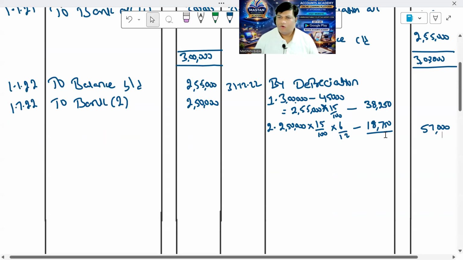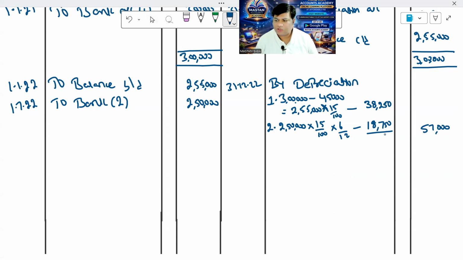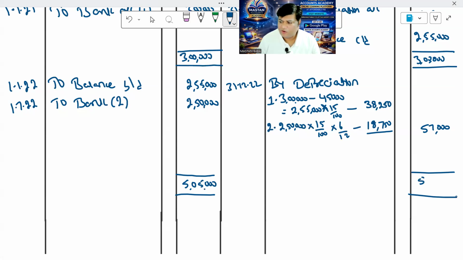So what you have to make analysis here? The total depreciation is 57,000. Out of 57,000, first plant depreciation is 38,250 and second plant is 18,750. Let's balance the account. 2,55,000 plus 2,50,000. So you'll get 5,05,000. From 5,05,000 minus 57,000. ఈ 5,05,000 నుంచి 57,000 less చేయండి by balance carried down. So 5,05,000 లో 57 పోతే 4,48,000.